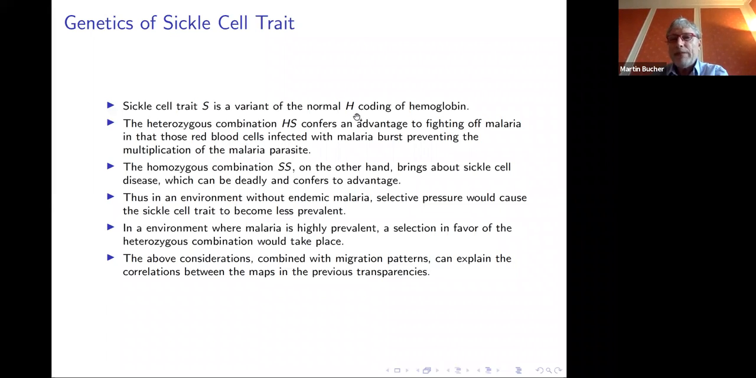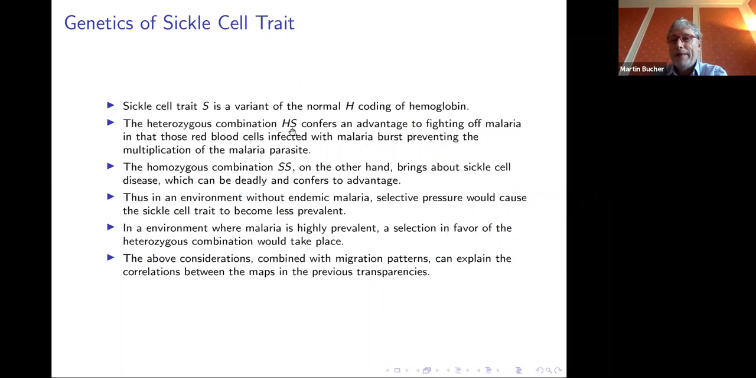But natural selection will act where this is an advantage, so the external condition or boundary condition is what is the prevalence of malaria? Well, the heterozygous combination is a plus, but you can't have a population with this occurring all the time.